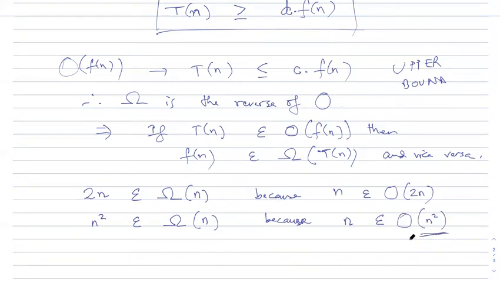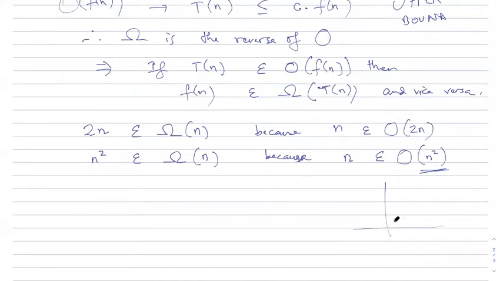You can see that we showed how n square curve is like this, right? And n is like this. So you can see that n square will grow faster, and therefore clearly n square is acting as an upper bound. And because n square is acting as an upper bound, n is going to be acting as a lower bound for n square.